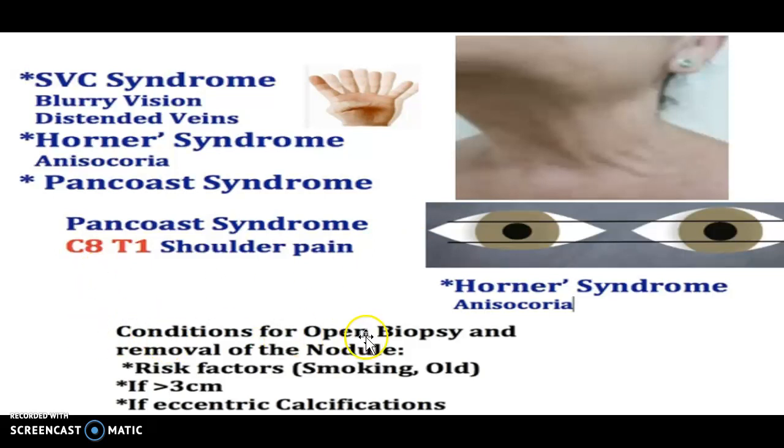The conditions in order to perform an open biopsy and remove the nodule are to test to see if the tumor is greater than 3 centimeters, if you notice eccentric calcifications, and if the patient is a smoker and an older patient.